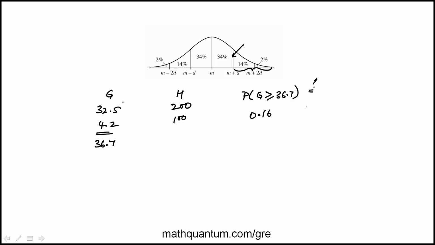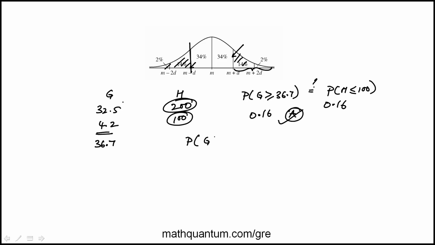Question is, is that equal to the probability of H less than or equal to 100? So 200 is the mean, 100 is the standard deviation, so 100 less would be one standard deviation, so it would be here. You'll notice that's also equal to 0.16. Essentially the area under the curve is the same. So A works. B is the probability that G is greater than or equal to 38.8. I'll set that one aside because it's a little bit different.